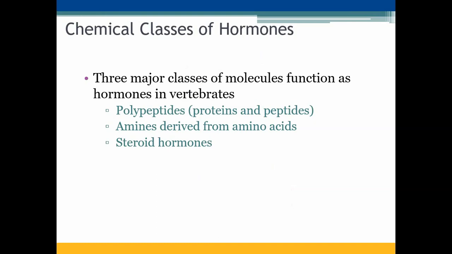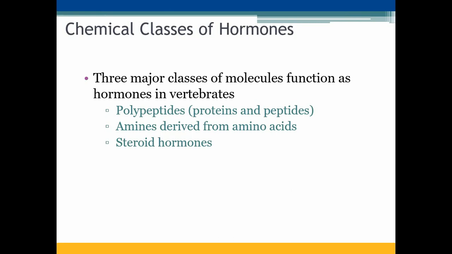Three types of hormones are there in vertebrates, in humans and animals. First of all, we have polypeptides made up of proteins and peptides, amines which are derived from amino acids, and steroid hormones which are made from cholesterol. Polypeptides, amines, and steroid hormones.